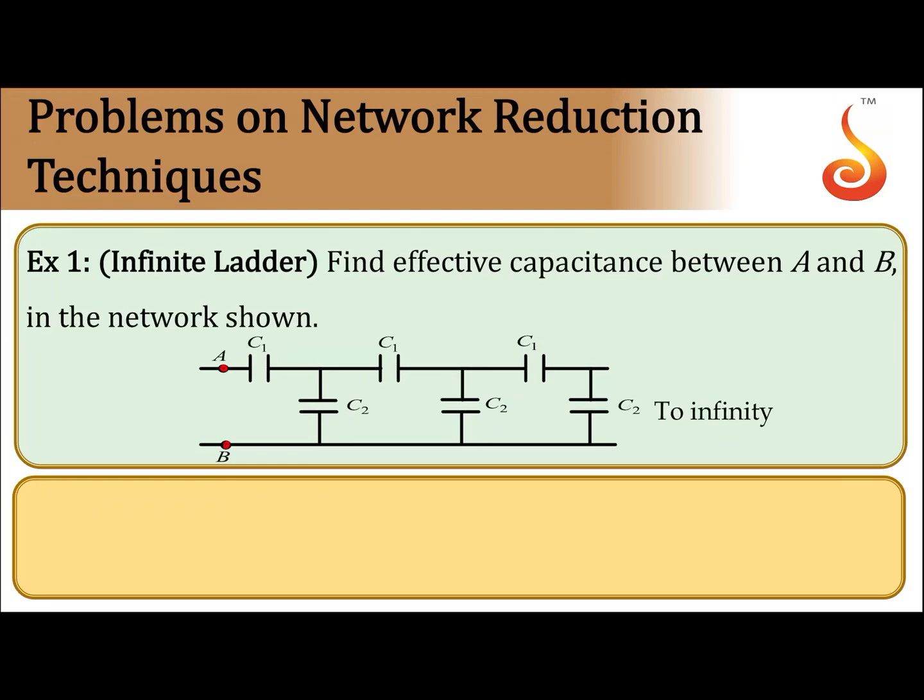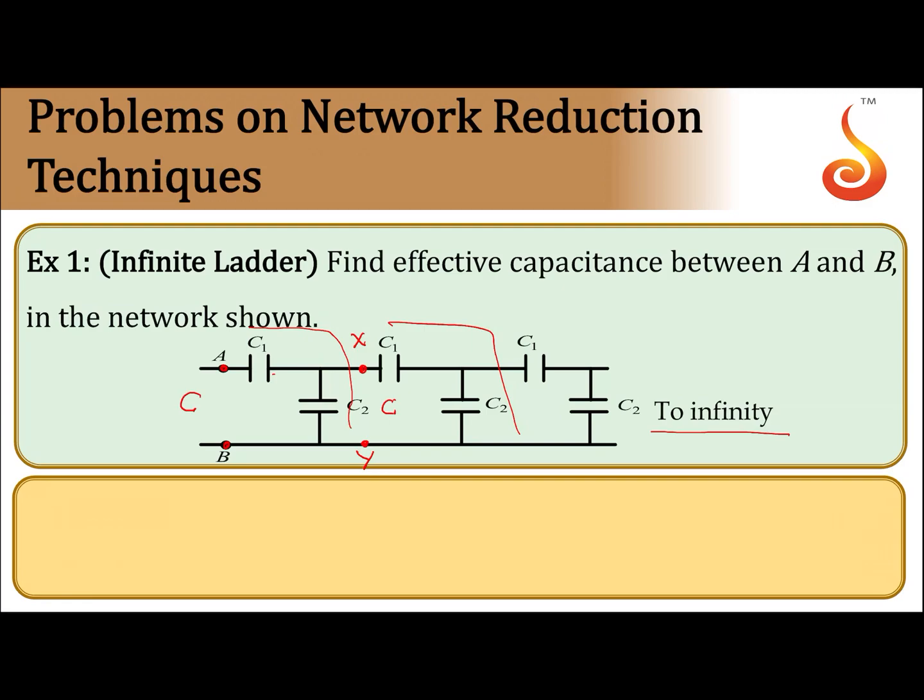So, this ladder network extends to infinity. Now, one thing you can notice, this C1, C2, this particular step is continuously repeating. So, it extends to infinity. Since it extends to infinity, if I take the effective capacitance of this to be some C, then if I cut it along these 2 points, let us say X and Y, then the effective capacitance between X and Y is also C.